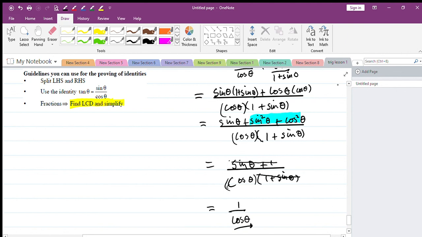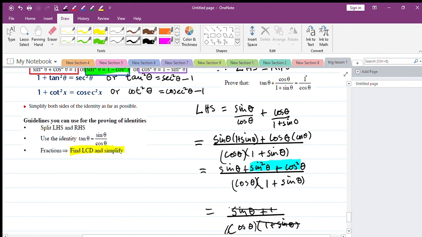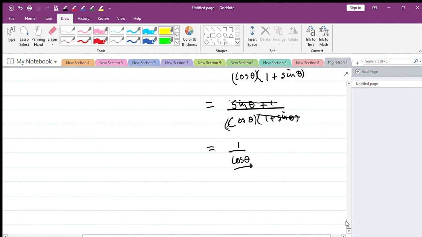Isn't that what I was asked to prove? Yes, I was asked to prove that this left-hand side is equal to 1 over cos theta, and I have done exactly that. So I've answered my question. I can just write my conclusion that therefore left-hand side is equal to right-hand side.